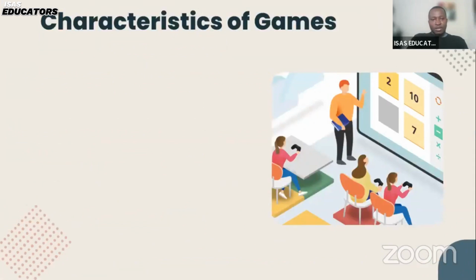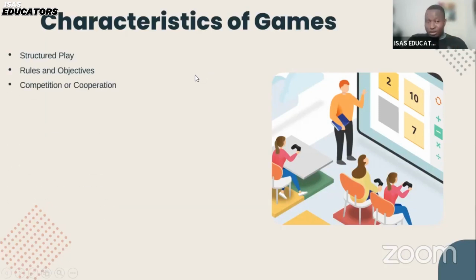And then let's look at this, characteristics of games. Number one, it is structured. Number two, the rules and objectives are so clear. So it should be structured. It should have rules and regulations or objectives to which you are playing the game. If your game doesn't have any connection with your lesson, my sister, my brother, please stop it.